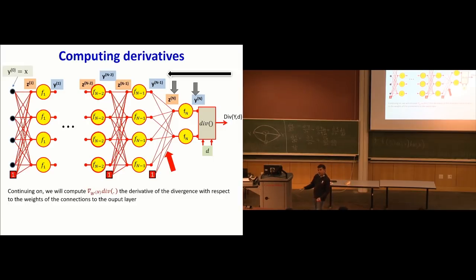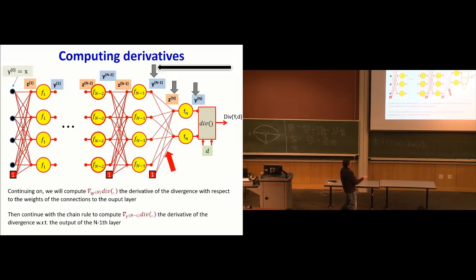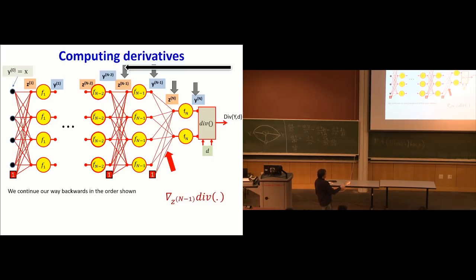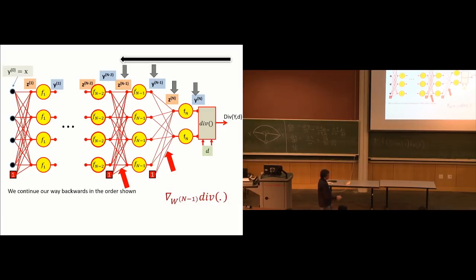And then we're going to use the chain rule and take a step back and then compute the derivative of the divergence with respect to these guys. And then chain rule again, take another step back, you compute the derivative with respect to these z's. And then chain rule will give you the derivative of the divergence with respect to these weights. Then a step back, the derivative with respect to these z's. And you're going to take the step all the way backward, which is why we call this the backward pass. You're computing the derivatives from the output back all the way to the input.